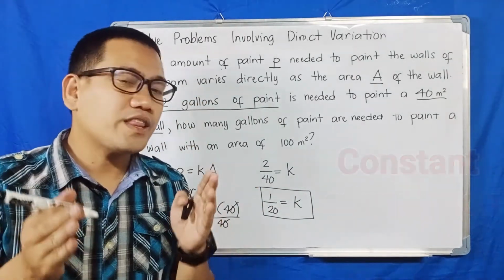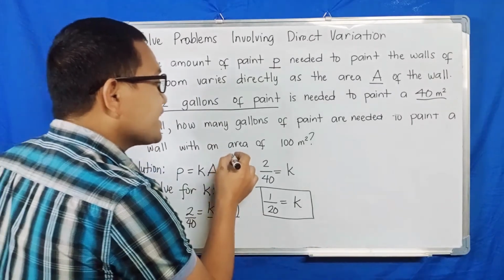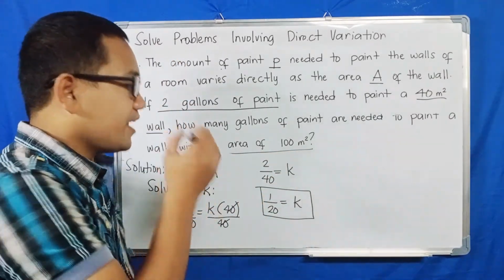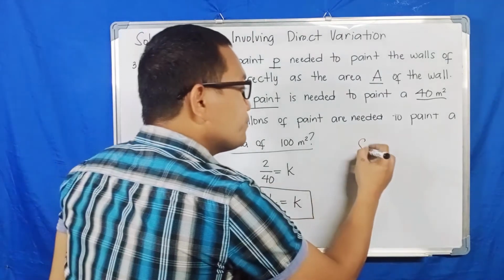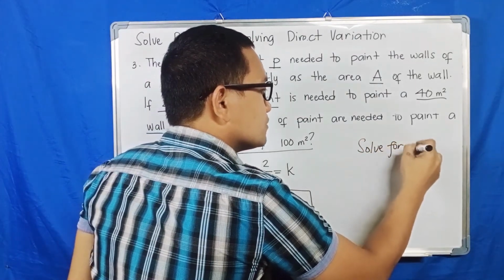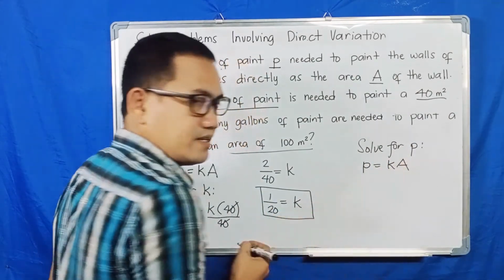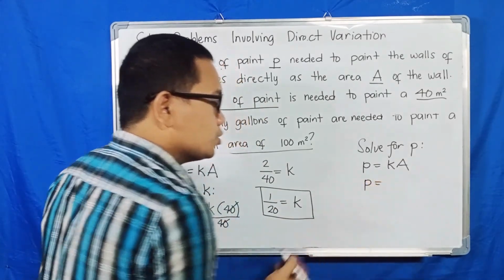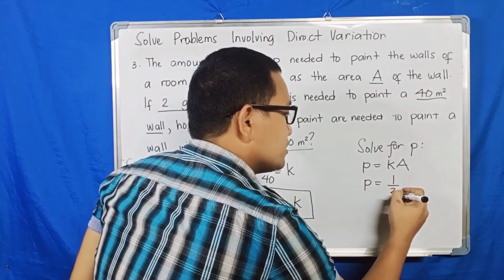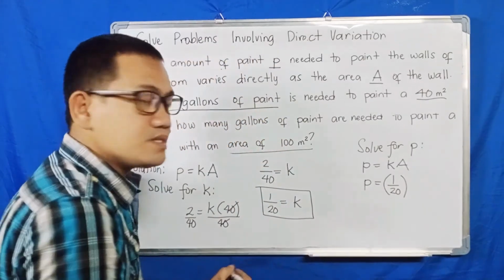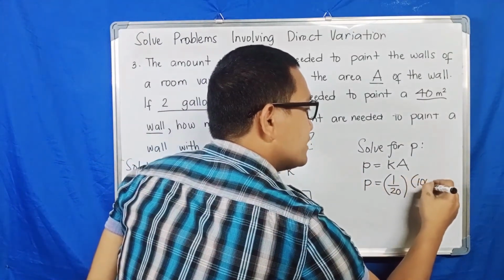And after we solve for the constant of variation, this is the time when we will solve for the unknown using the second set of given. That is area of a wall, which is 100 square meters. To solve for P, P is equal to KA. P is equal to the constant of variation which we solved earlier, that is 1 over 20, times our area using the second given, which is 100 square meters.